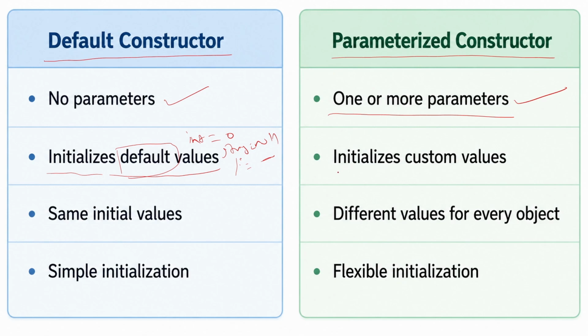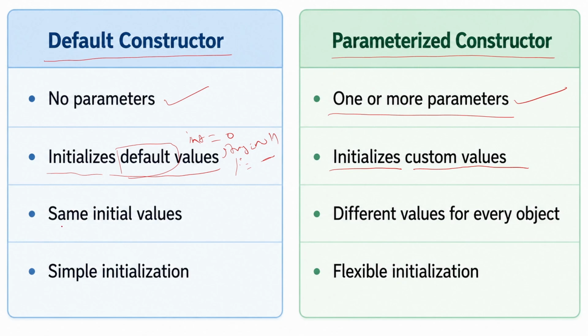And for parameterized constructor, it initializes custom values. Why custom values? Because at object creation itself, we will pass the values. What values should be assigned during object creation? Those values will be assigned with the help of the parameterized constructor, because those values will be transferred to the parameters in the parameterized constructor, and those values will get assigned to the properties of the object.